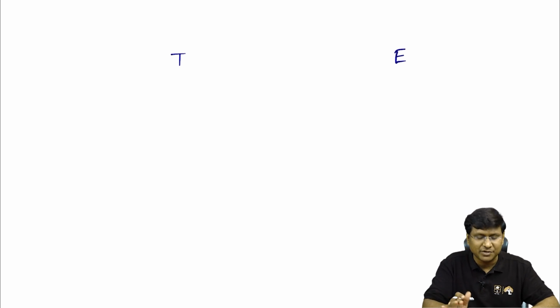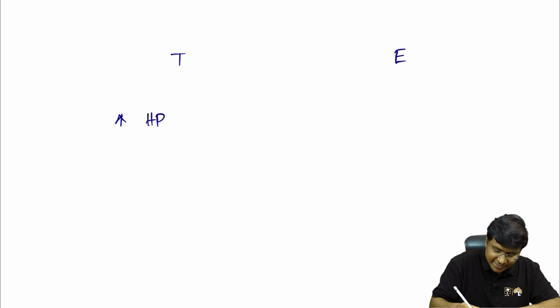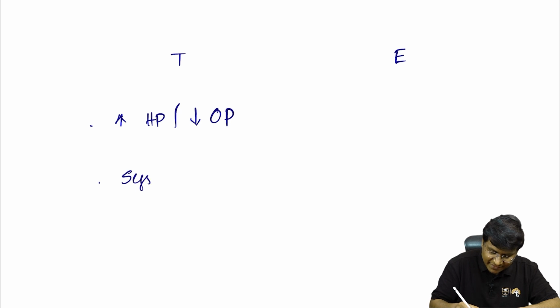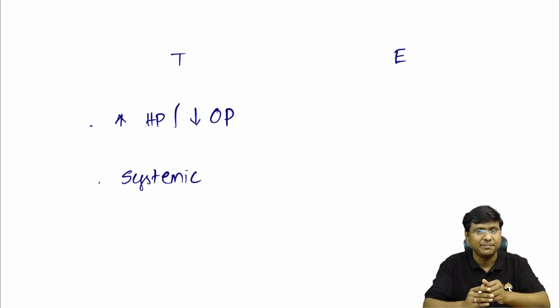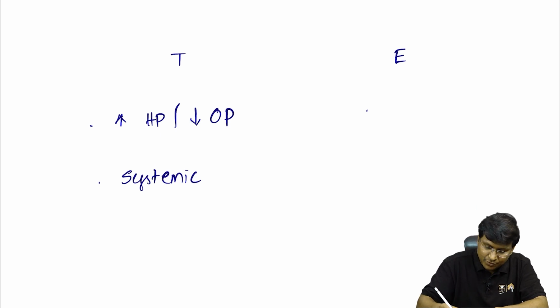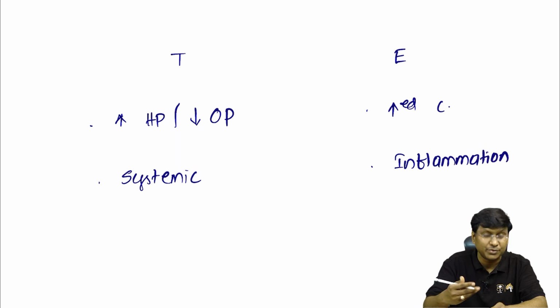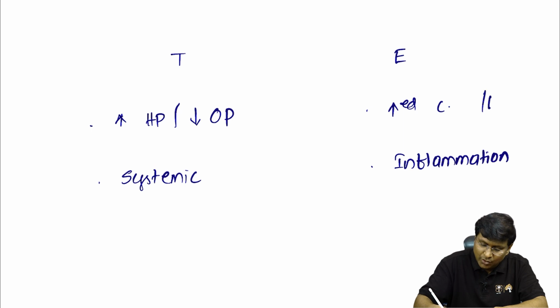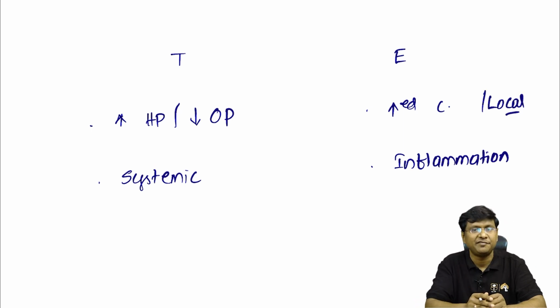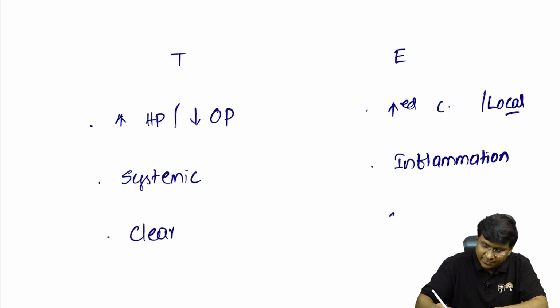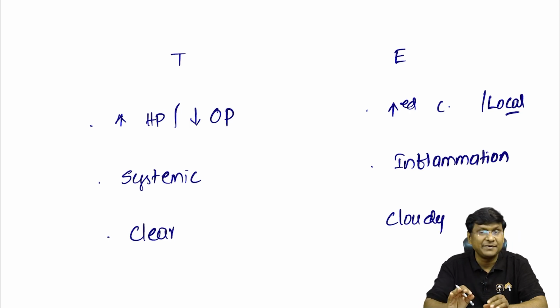So transudative type of pleural effusion is mainly because of increase in hydrostatic pressure or decrease in oncotic pressure. And usually it is systemic pathologies that cause the transudative type. Whereas exudative type of pleural effusion is due to increased capillary permeability, and it is inflammation of the pleura, right? It is due to inflammatory pathology, and it is usually a local pathology that you will have in exudative type of pleural effusion. And the appearance is completely clear in transudative, whereas in exudative it will be cloudy.